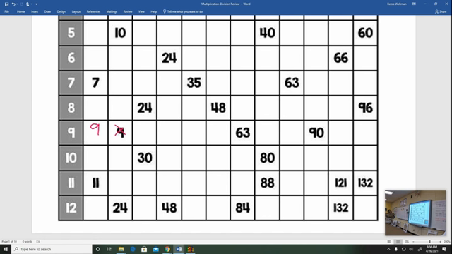Ready? Make sense? Who's got it? We're good. Just remember, guys, this column is still 10 times 1. It's anything times 1 in this column. The very top row and the first column are the ones. That's your identity factor.